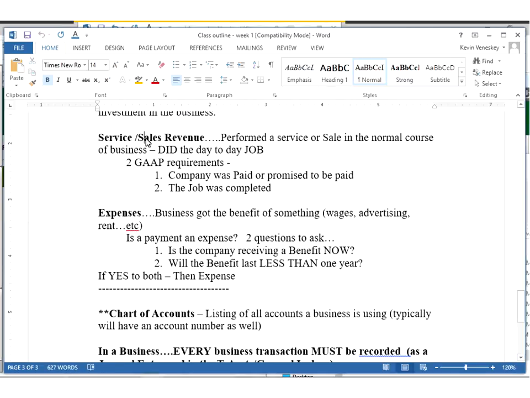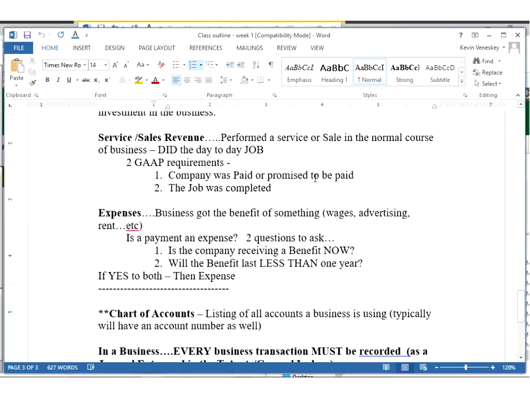Another term that sometimes Wiley Plus will use is fees earned. So we could have fees earned. If you're in the rent business, you might have rent revenue. So we just use the different terminology for what type of revenue it is. Now, GAAP says there are two criteria that must be met in order for us to count something as revenue. And we just want to have and have memorized for this class.